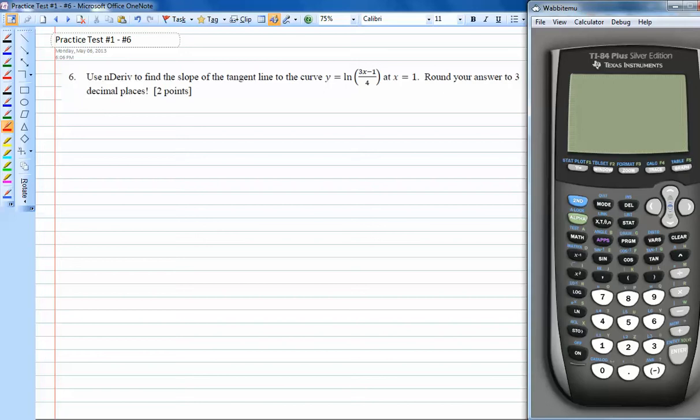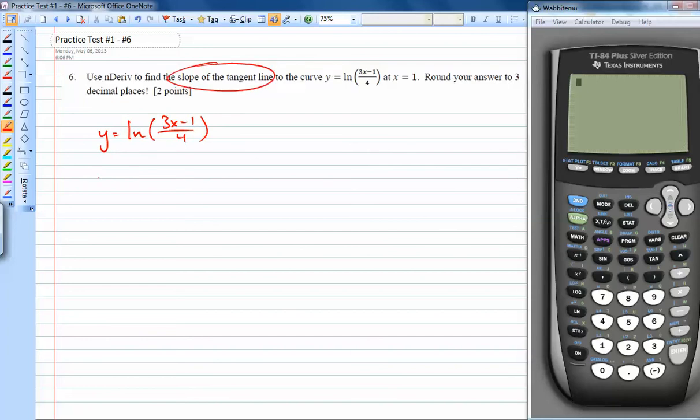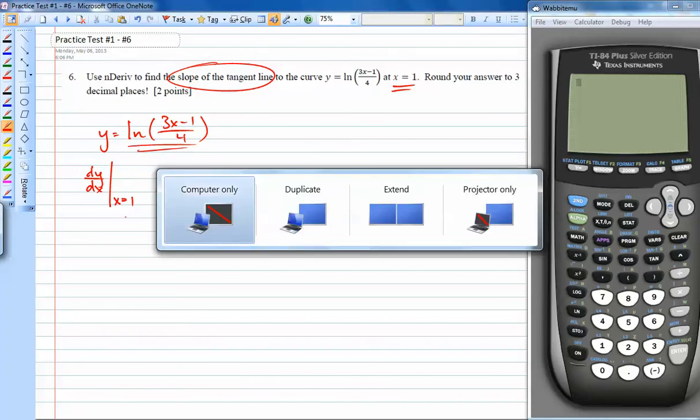If you realize when you're hitting the buttons you're not getting the same sort of stuff, I'll just fast forward a little bit, and then you'll see how to do it the other way. So, y equals ln of (3x minus 1) over 4. And what we want is the slope of the tangent line. Well, that's the same thing as the derivative, so it's dy/dx when x is 1. So after we take the derivative, we're going to plug in 1. Now, we're not actually going to take the derivative because we don't have the tricks yet for doing that.